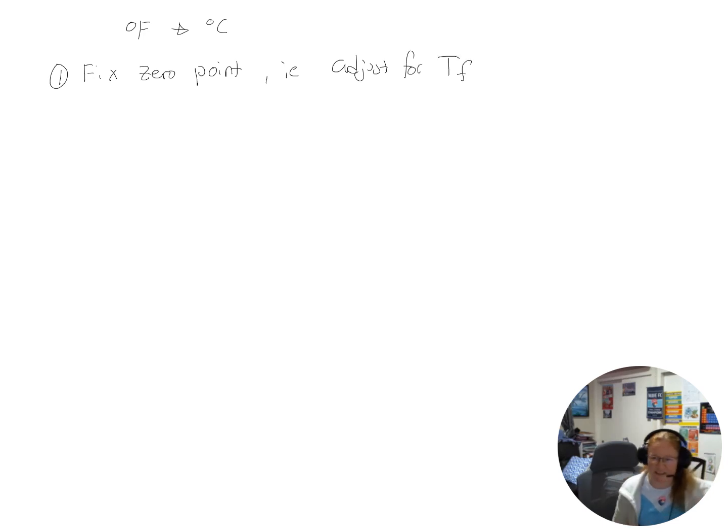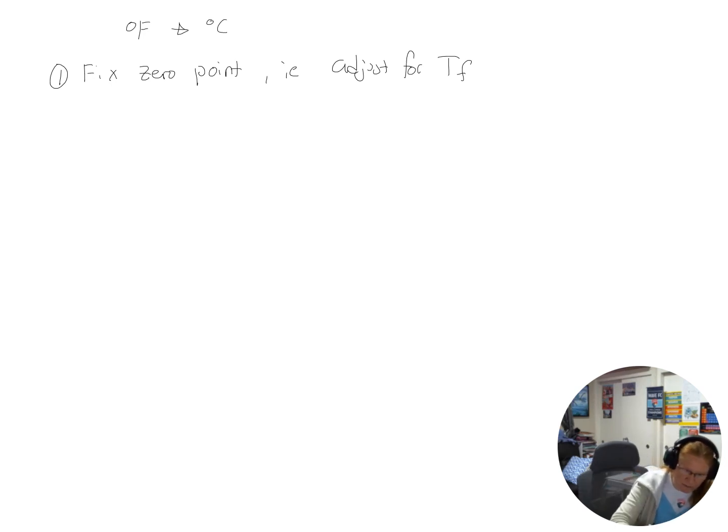Okay? So Fahrenheit to Celsius. Our first step for this one is to fix the 0 point. Which basically means adjust for the freezing point. That's all you're doing when you're fixing the 0 point. And it's called that because we end up getting 0 degrees Celsius for our freezing point.